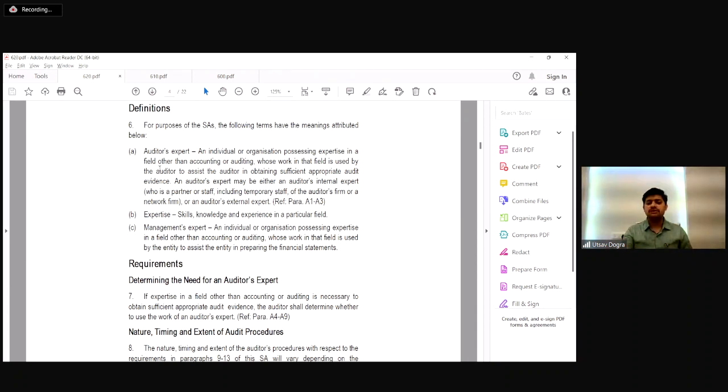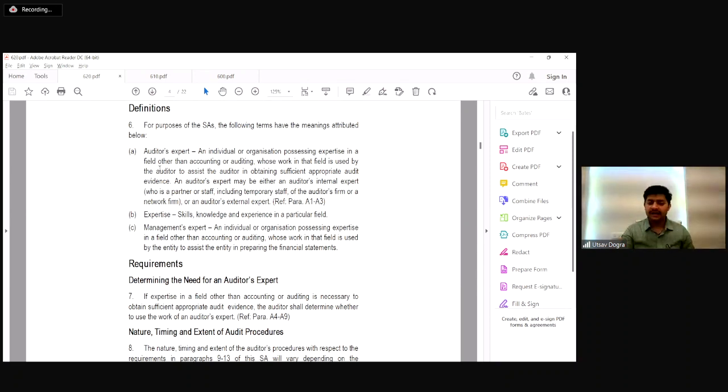An auditor's expert may be either an auditor's internal expert, who is a partner or staff, including temporary staff, of the auditor's firm or the network firm, or an auditor's external expert. It can be external, it can be internal as well. They both would be termed as the auditor's expert. However, if the person is knowledgeable in the field of accounting and auditing, he would not be termed as an auditor's expert. Expertise is the skill, knowledge and experience in a particular field.